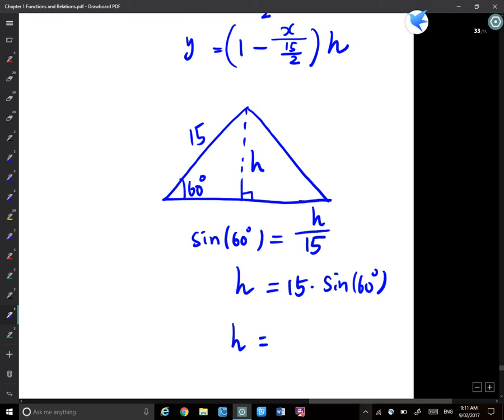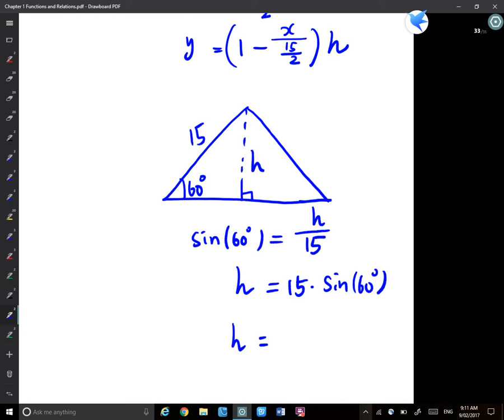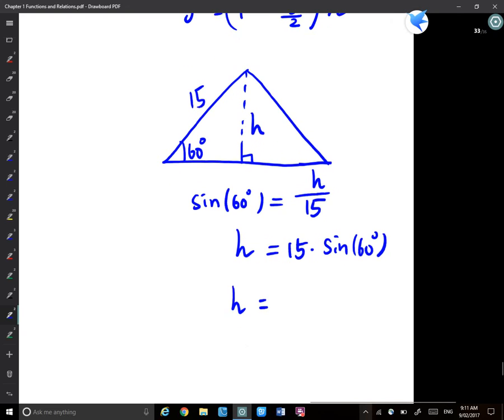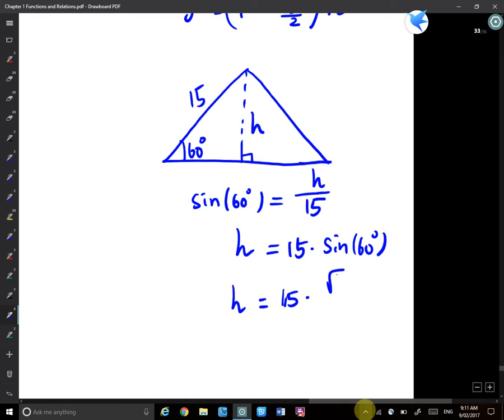What is sine 60? Still can't remember exact values. What is sine 60? A half or root 3 on 2? Choose one. Okay, cosine 60 is a half. So sine 60 will be root 3 on 2. Okay, so 15 times root 3 on 2 will be the h value.